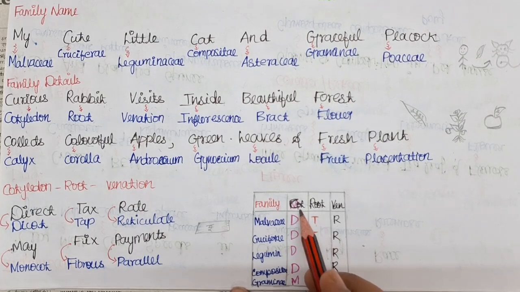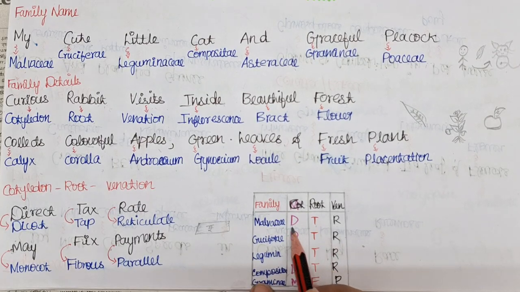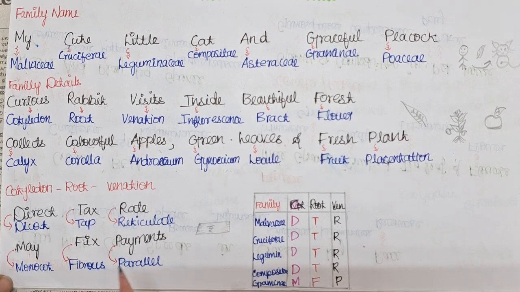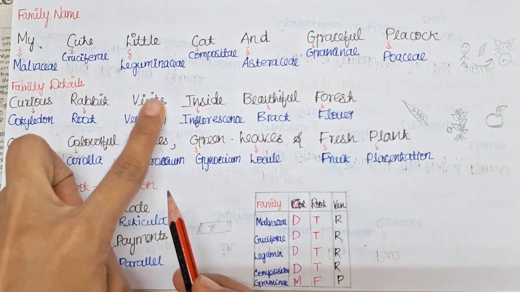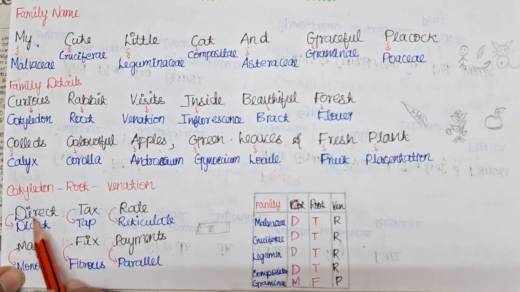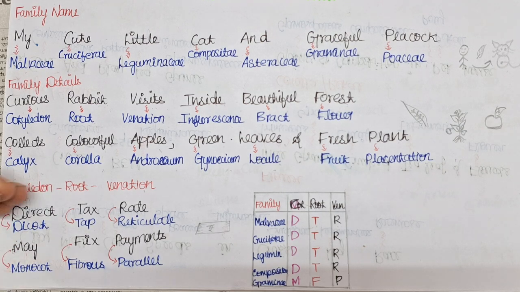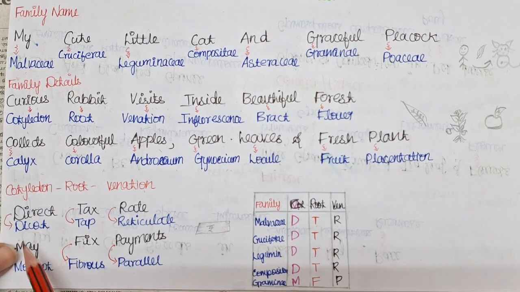Here whenever you see the cotyledon is D, D means dicot. The root will be taproot, venation will be reticulate. Now we are getting the connection. Let me tell you the trick first. The trick is you have to remember all three, the first three, right? That's why I have given three words, the first of three and the second of three. So for the first three, there are three words.